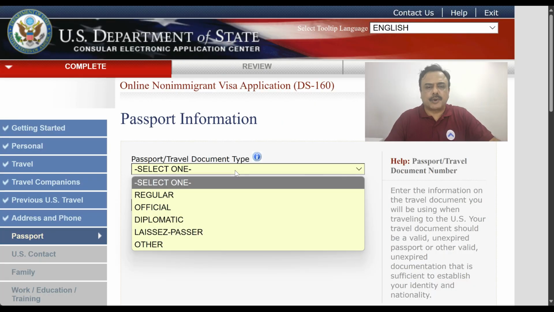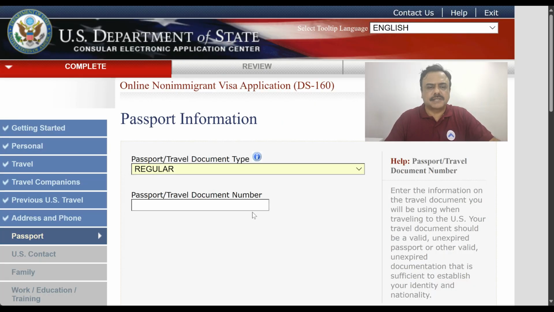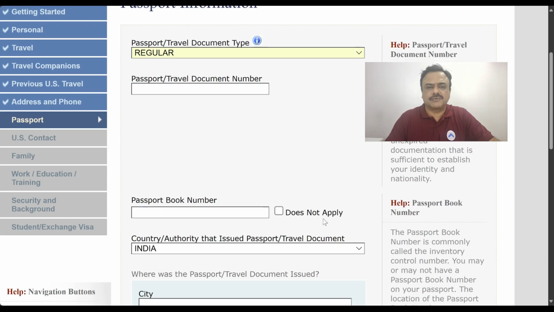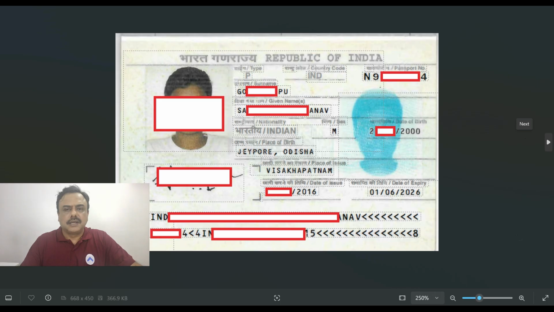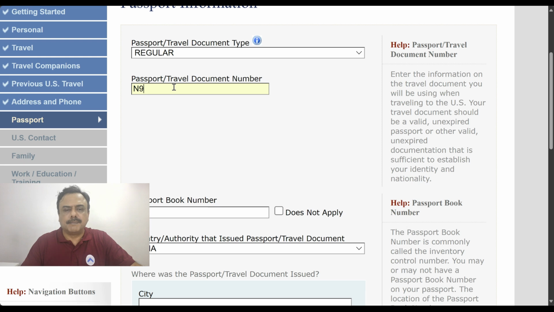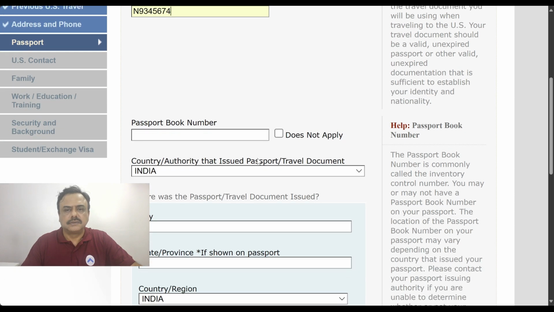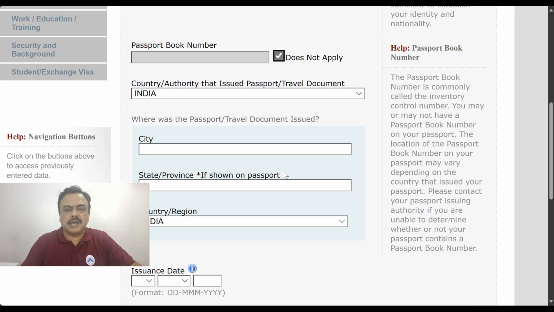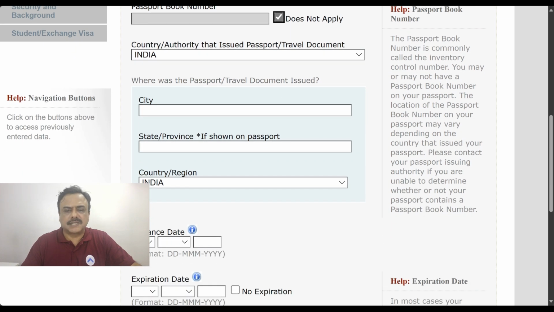Next, we go to providing basic information regarding the passport. If it's a regular passport, which will be the case for most of us, put your passport number. The passport number is mentioned here. Passport book number does not apply. Feed in the basic information. Again, take it from the passport.